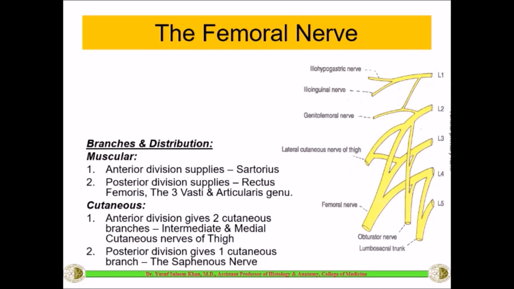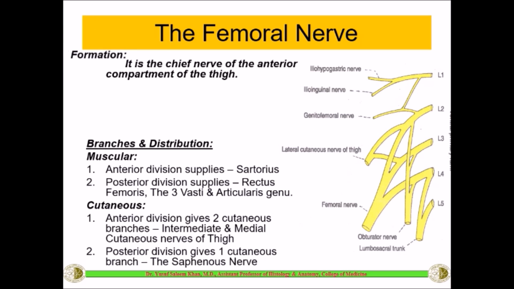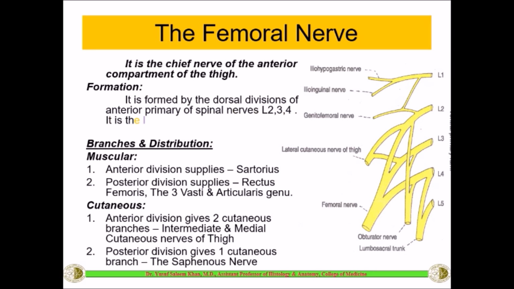Now we'll study the femoral nerve. The femoral nerve is the chief nerve of the anterior compartment of the thigh. Each compartment has a nerve, so the chief nerve of this anterior compartment, that is the extensor compartment of the thigh, is the femoral nerve. So how is it formed? It is formed by the dorsal division of the anterior primary rami of the spinal nerves L2, L3 and L4.